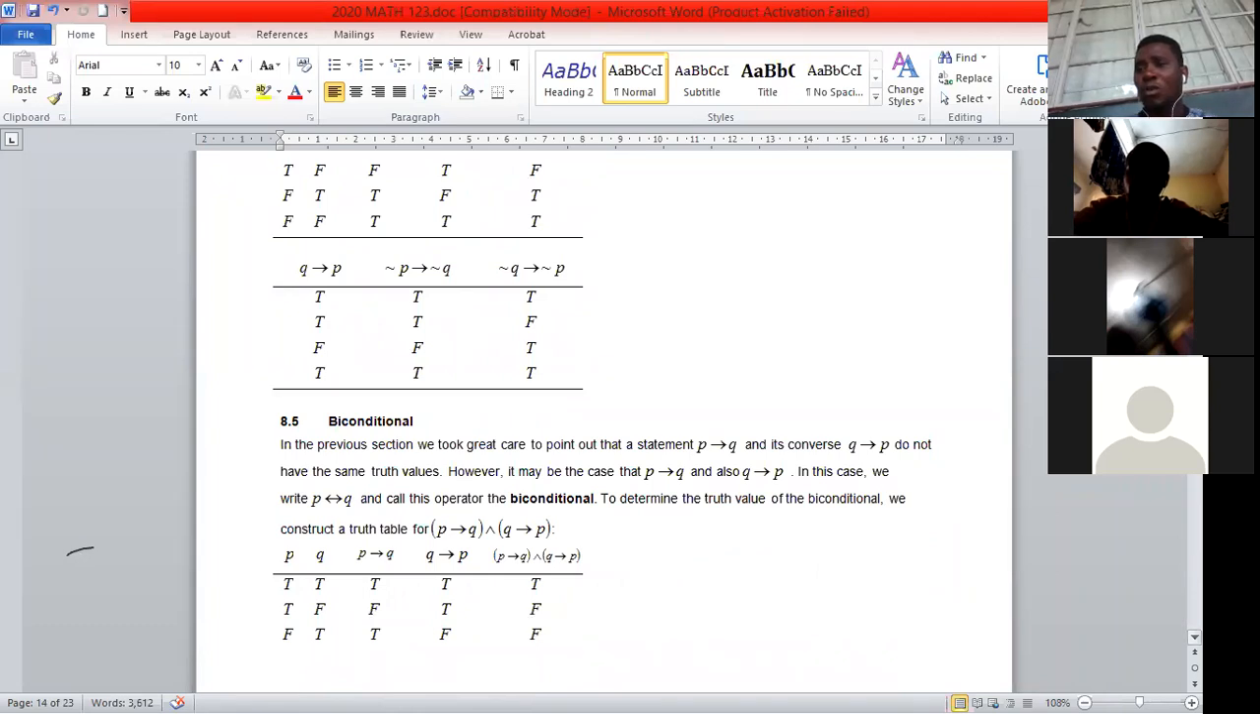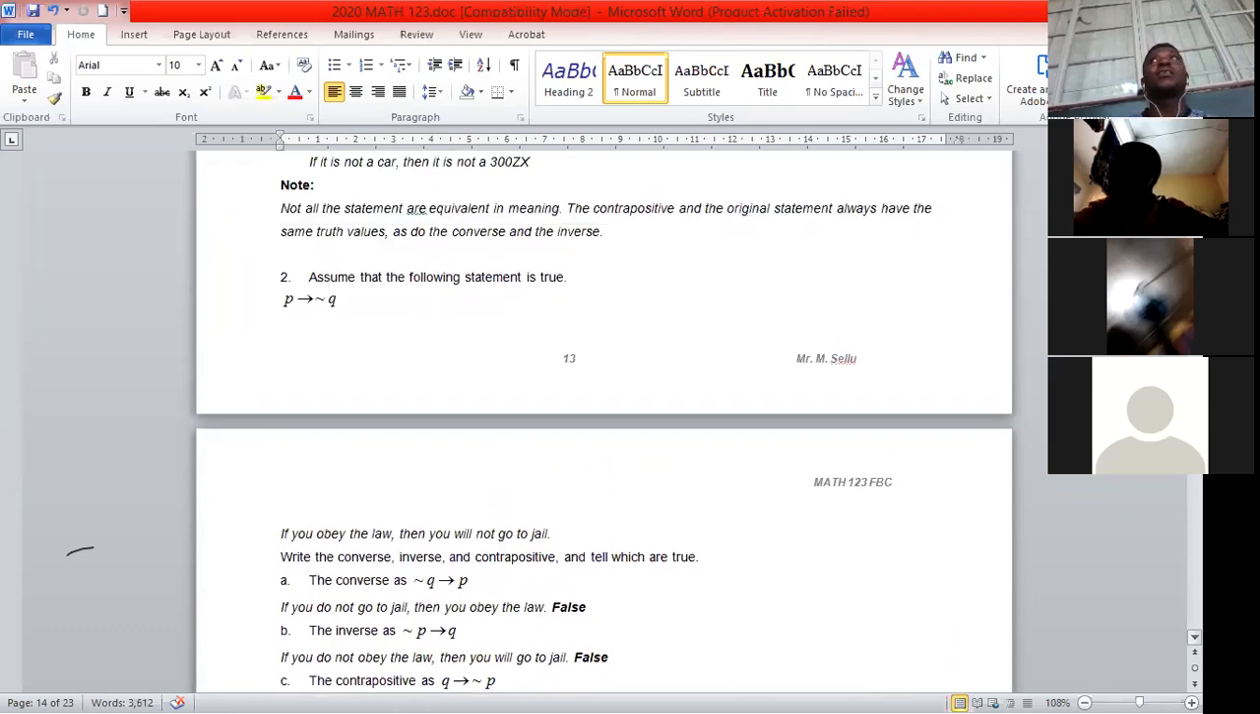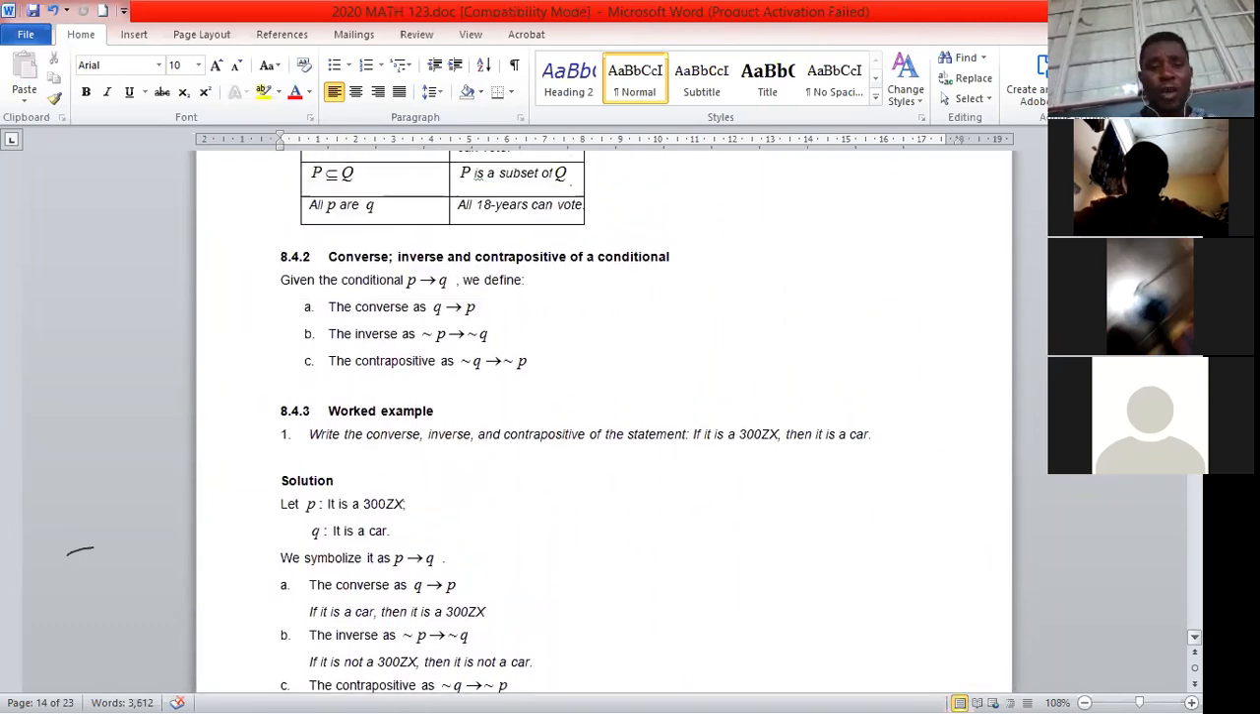So go and construct truth tables for the converse, inverse, and contrapositive of the conditional statements. I want the truth tables for these. Remember, when you have P and Q, how do you construct a truth table? I want these truth tables as my first assignment, and you can save them until I'm ready to request them.